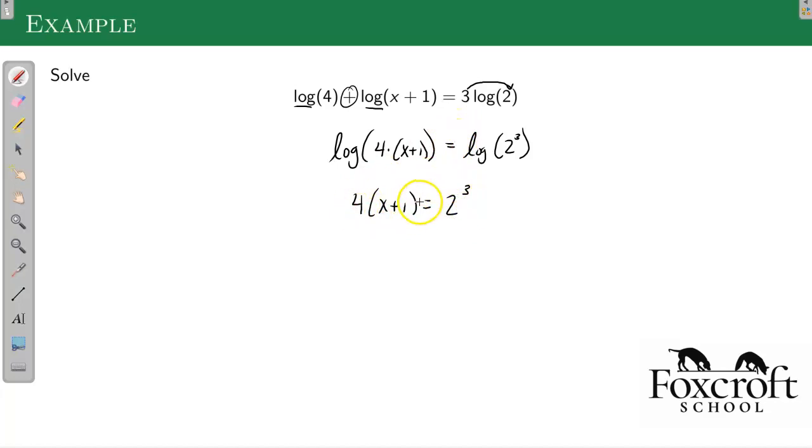All right, now to solve this, I'm going to have to do some simplifying. I can distribute the 4. Make sure you don't forget to distribute the 4 in here. And 2 cubed is 8. Then I want to get this x by itself, so the first thing I'm going to do is subtract 4 from both sides. Then I get rid of this 4 by dividing by 4. I get x equals 1. The last thing I have to do is make sure this makes sense in the real problem. If I plug in 1 for x, I get 2. And 2 is fine to plug into a log because it's positive. So this is the answer, x equals 1.